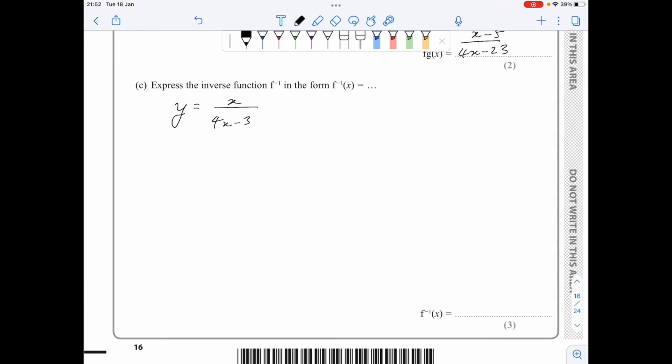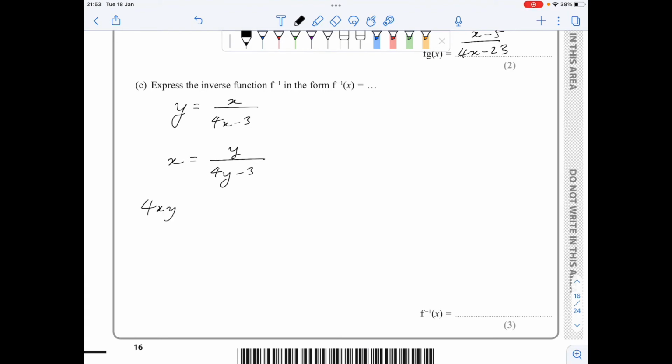In part C, to find the inverse function, I will write y is equal to x over 4x minus 3, and then I will replace x with y and y with x. So I have x equals y over 4y minus 3, and I need to get y on its own. To do so, I will cross multiply.